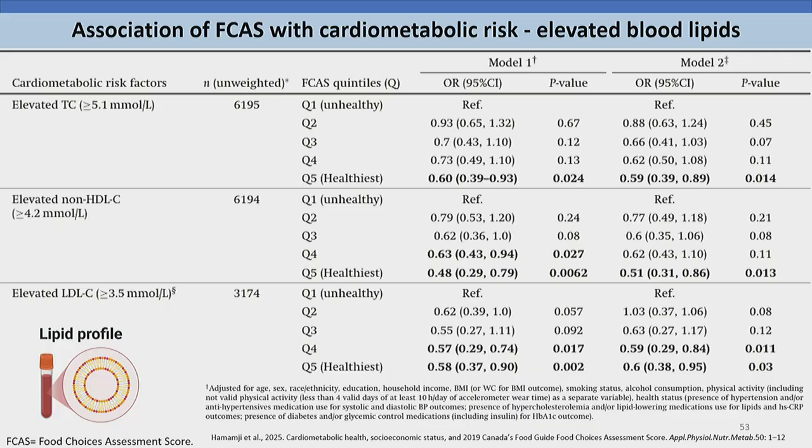Among these 5 groups, we compared those in quintile 5 to those in quintile 1, and we saw that those in quintile 5 were associated with lower odds, which is a type of statistical measure, of having elevated total cholesterol, non-HDL cholesterol, and LDL cholesterol, and many other results. I didn't show them here, like blood glucose and other types of blood lipids. So it's good as a risk factor for cardiovascular disease.